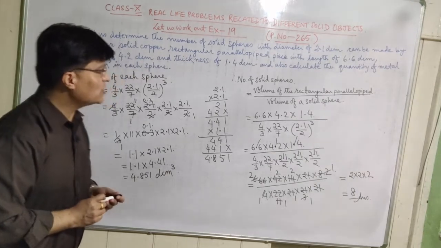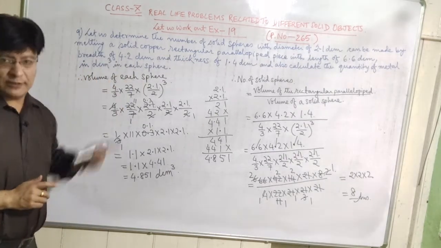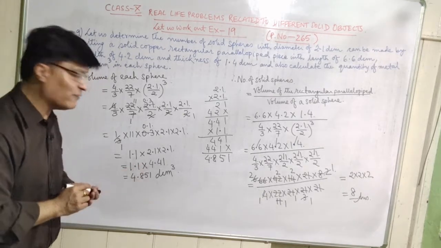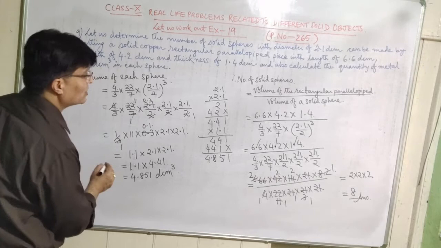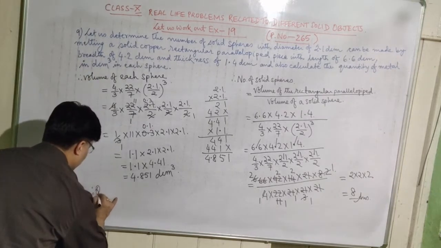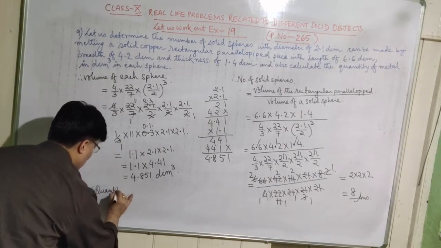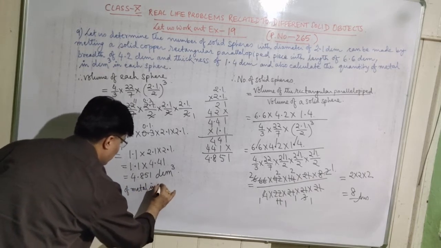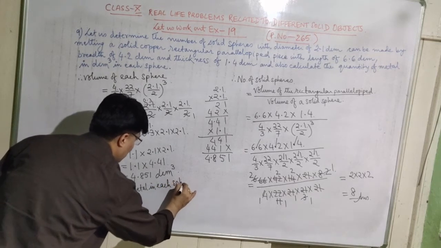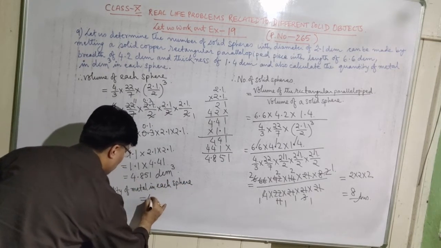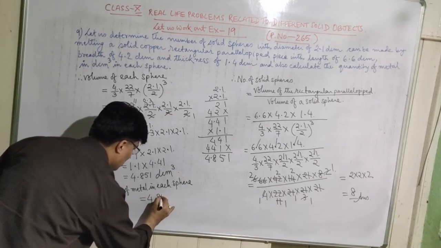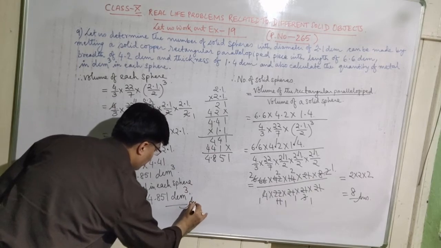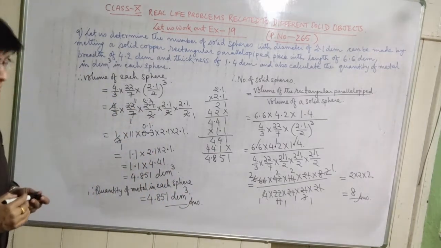So what is the quantity of metal in each sphere? It is 4.851 decimeter cube. So now let us write down: therefore, the quantity of metal in each sphere is equal to 4.851 decimeter cube. So this is the final answer.